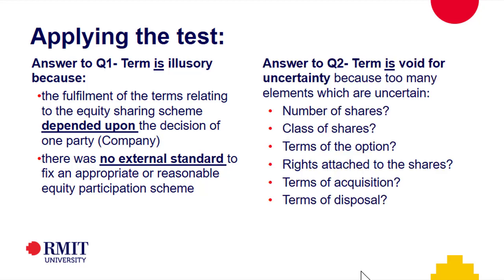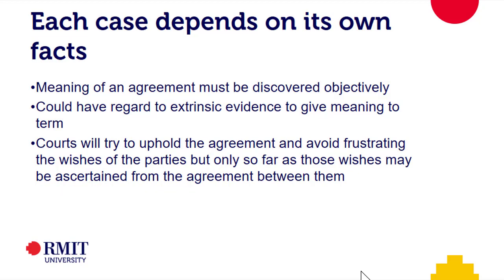And then secondly, the term is void for uncertainty because there are too many elements that are uncertain. Number of shares, the class of shares, how much do you have to pay, what rights would attach, how long did he have to stay to get there, how was he able to sell them, could he share them with somebody else? All of those things were left completely open. So each case will depend on its own facts. The meaning of agreements needs to be discovered objectively.